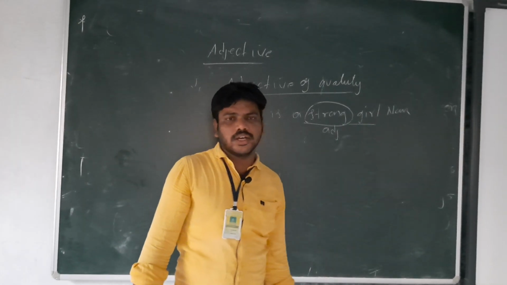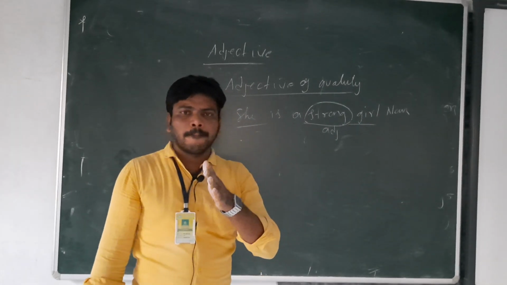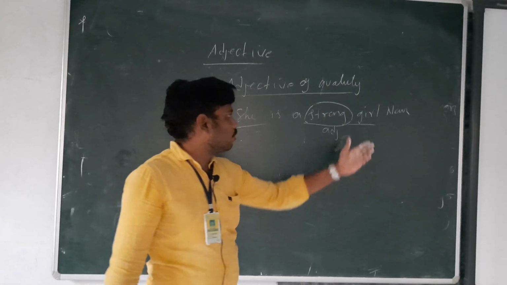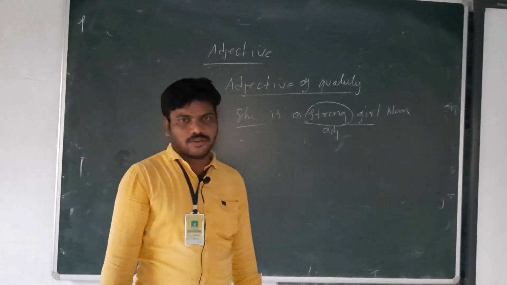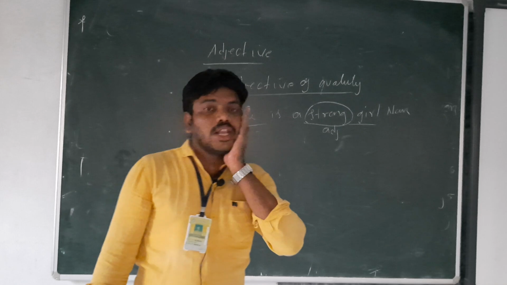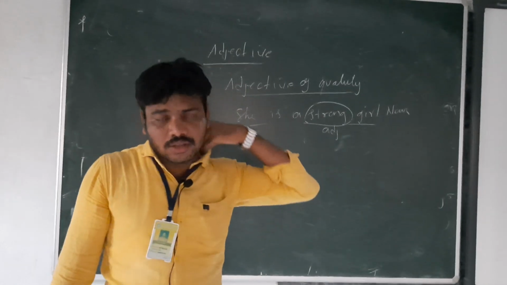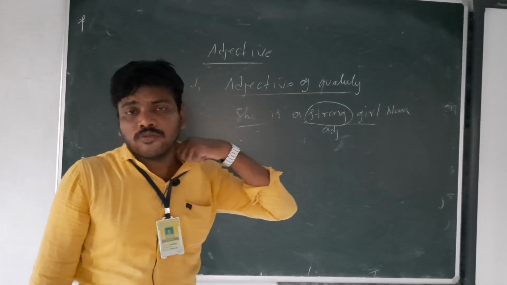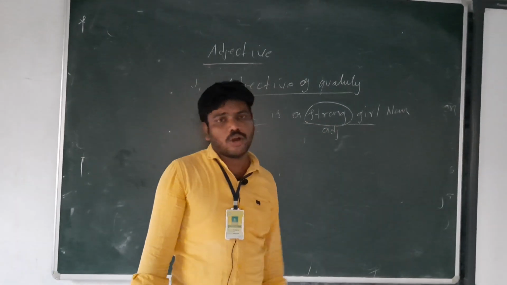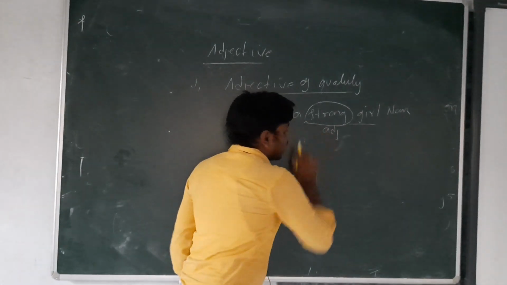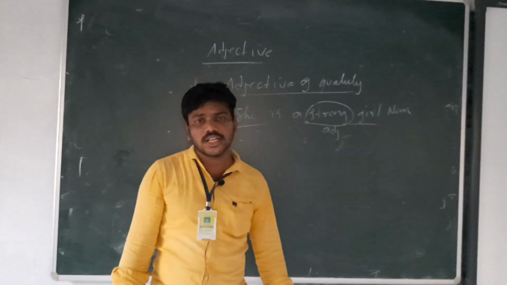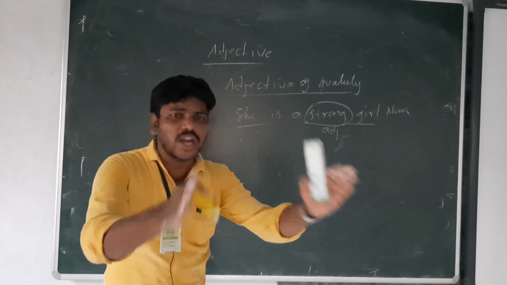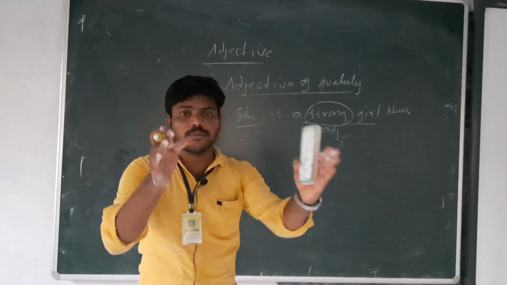It is called a common noun. We learnt and discussed this in the types of nouns. Girl is called a common noun. So what is here? Adjective. Strong is the adjective. It tells the quality of the person, the quality of the girl.